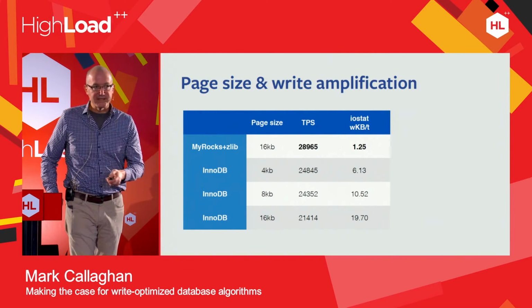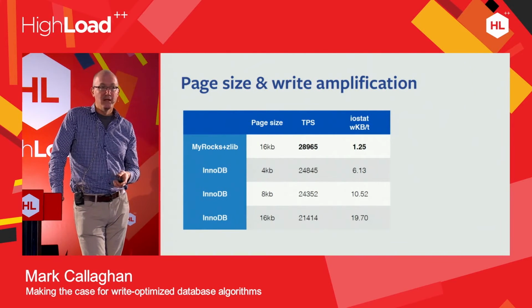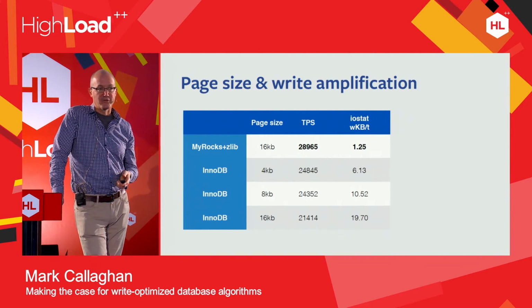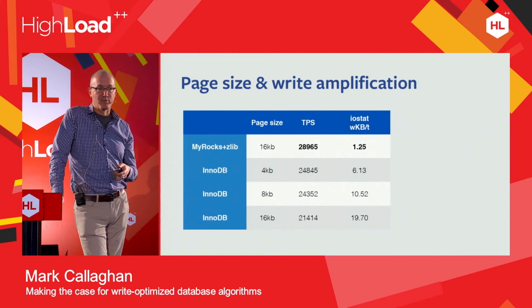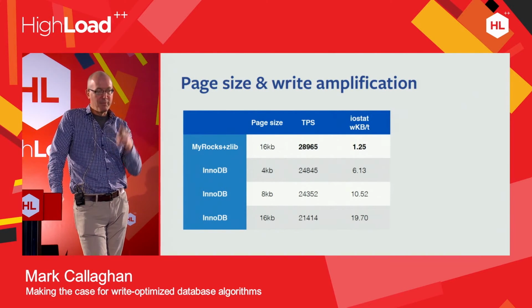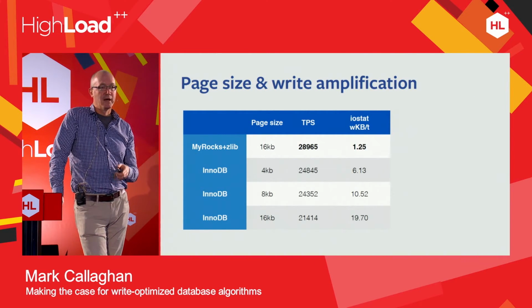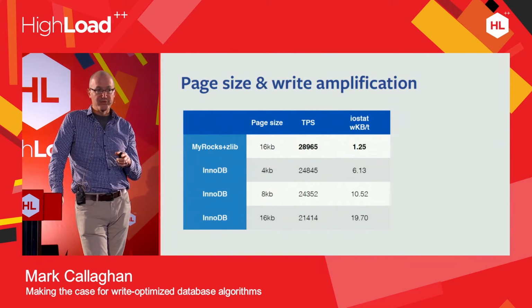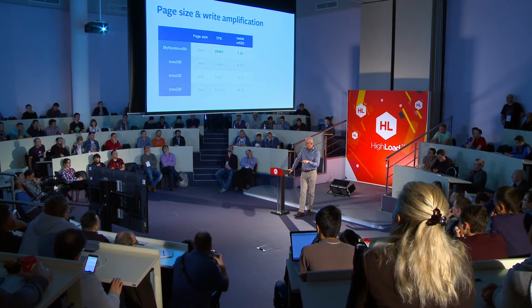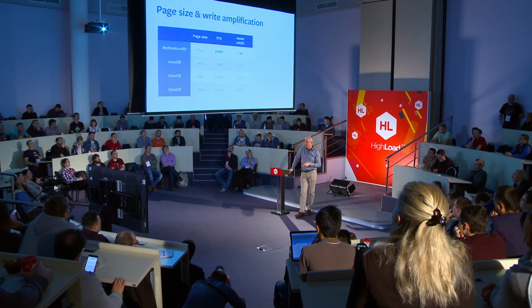Here's an experiment I did to understand the impact of page size for InnoDB on write amplification. And so the base case is MyRocks with zlib compression. Again, MyRocks has the best transactions per second rate. InnoDB transactions per second, the second column, improves as you go from the largest page on the bottom up to a smaller page. Using a smaller page size, in this case, helped InnoDB.